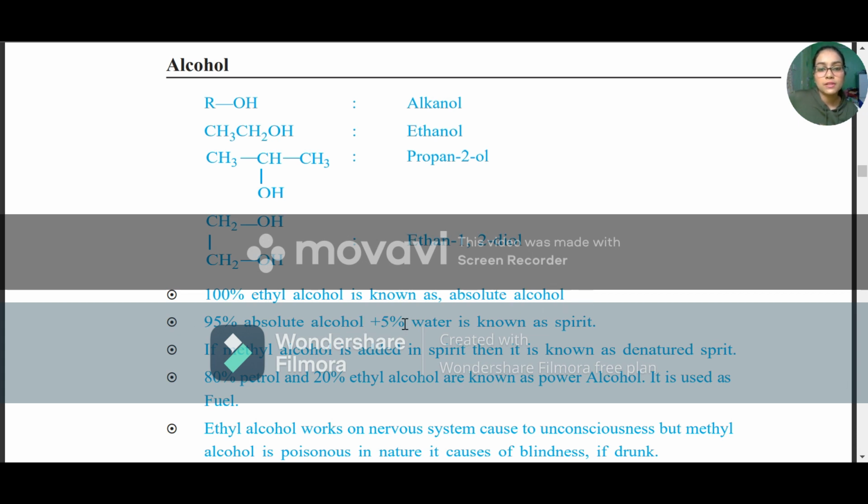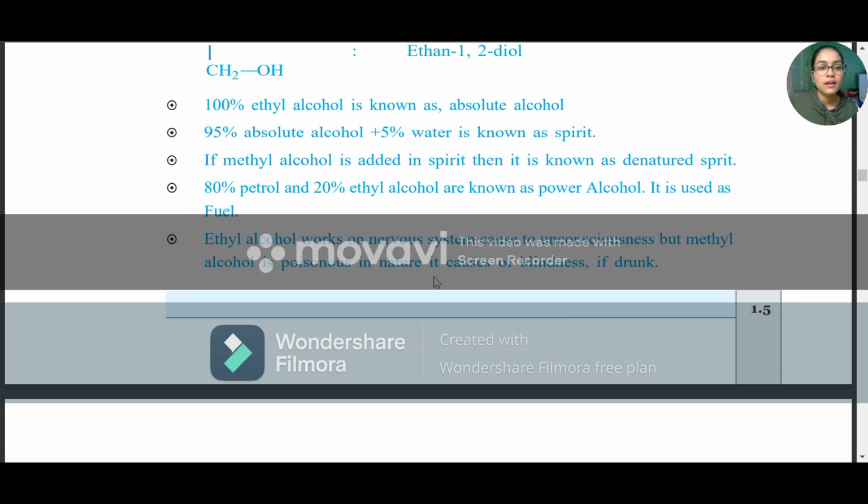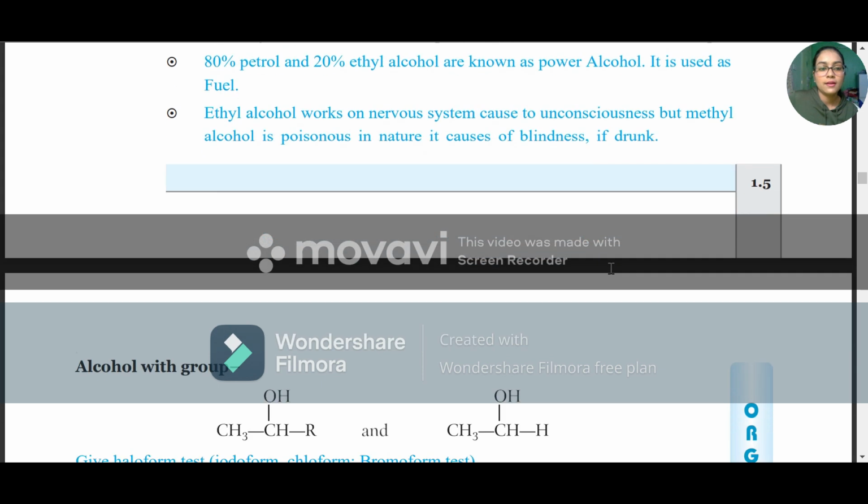100% ethyl alcohol is known as absolute alcohol. 95% alcohol plus water is known as rectified spirit. If methyl alcohol is added to spirit, it is known as denatured spirit. 80% petrol and 20% ethyl alcohol is known as power alcohol. It is used as fuel in many bikes. Ethyl alcohol works on the nervous system and causes unconsciousness, but methyl alcohol is poisonous in nature. It causes blindness if drunk.